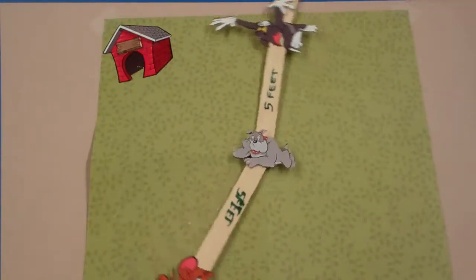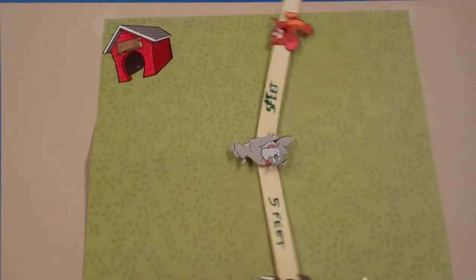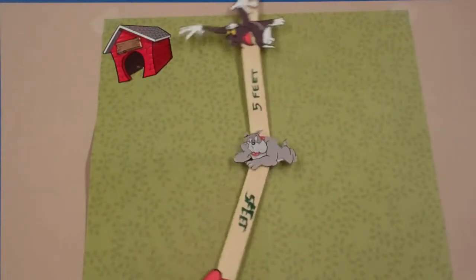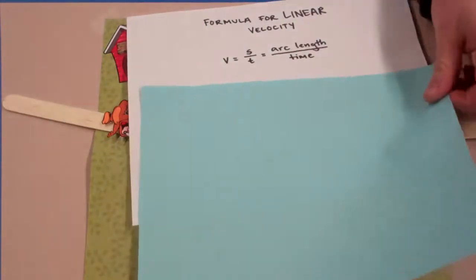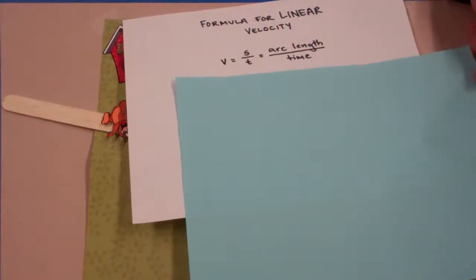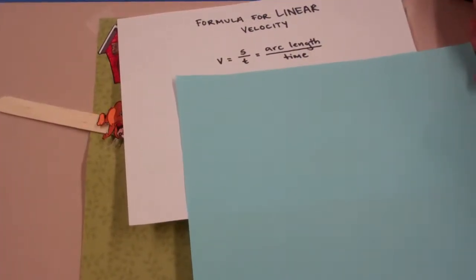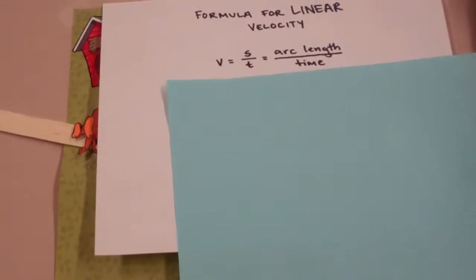First, he remembered that while linear velocity is how fast a point moves along a circular arc, angular velocity is how fast the central angle of a circle changes. Thinking even harder, Spike was able to remember that linear velocity, represented by the variable v, is equal to the arc length divided by time, or s divided by t.